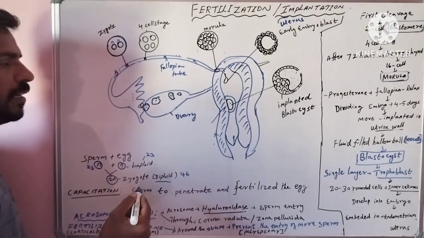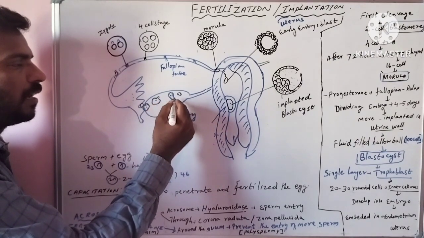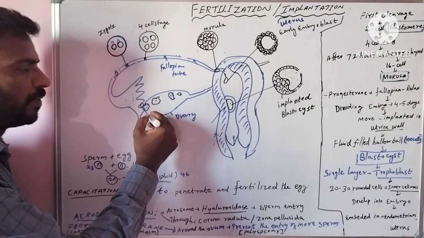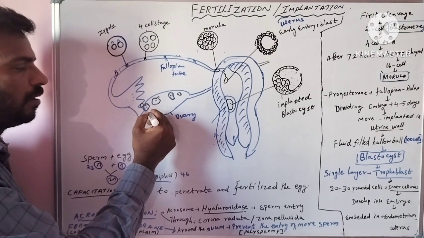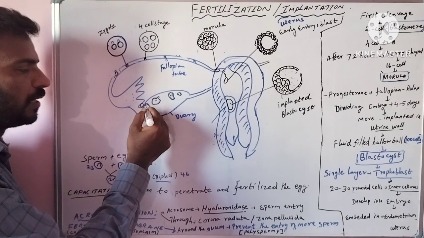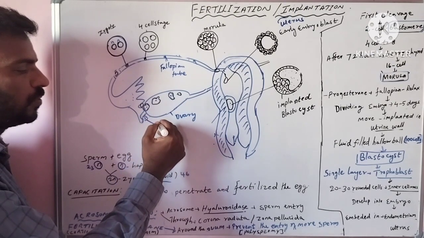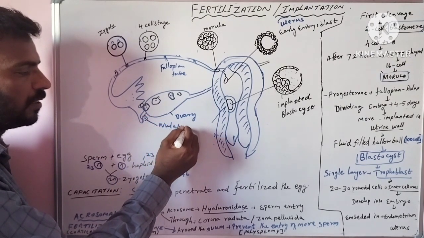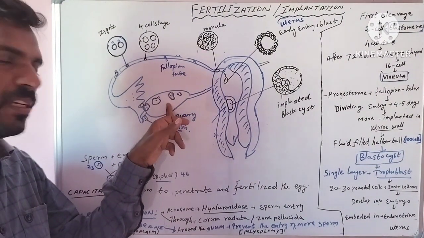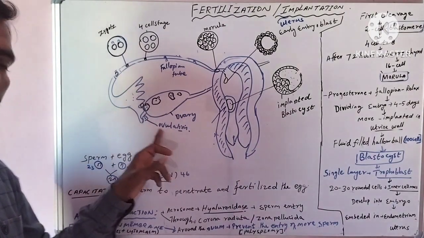The ovary can produce egg cells. The ovary produces follicles and eggs. The matured follicle releases the ovum. That is called ovulation. The matured egg cells are released from the ovary. That process is called ovulation.